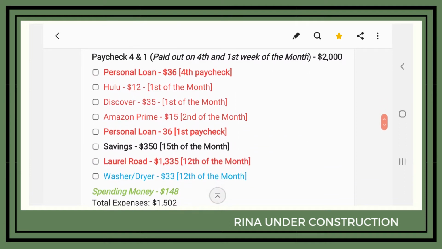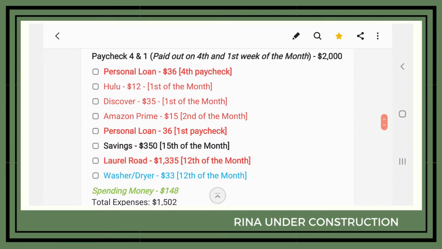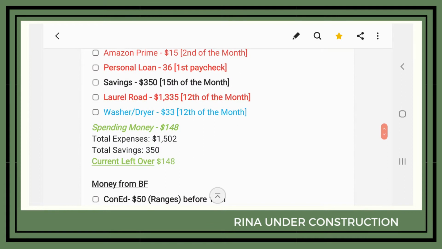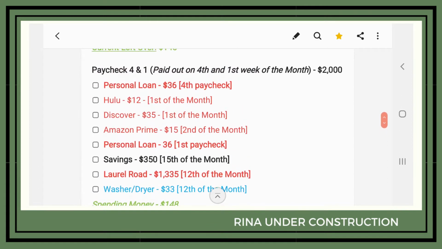The next section is basically the same thing. Yeah, it's pretty much the same. I have the same thing with the spending money, total expenses, current savings, $350.